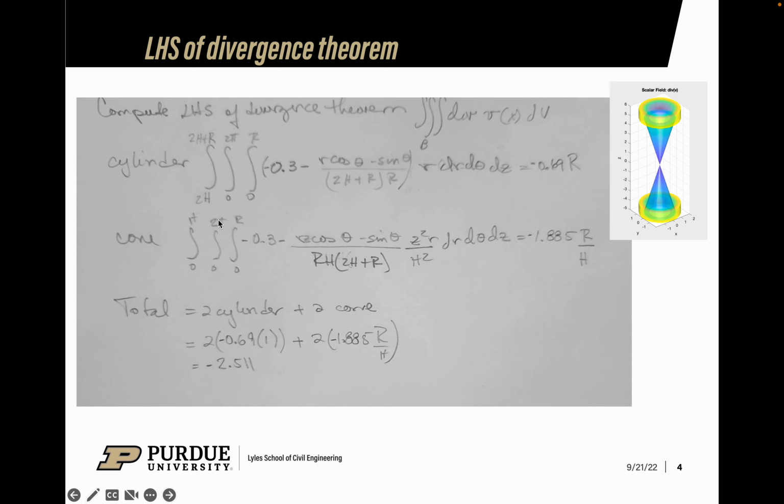Over here we are going to be computing the left hand side of this equation, and once we do that, we get a value of negative 2.511. Because I have 2 cylinders and 2 cones, once I calculated, I multiplied by 2 and I got my final result.